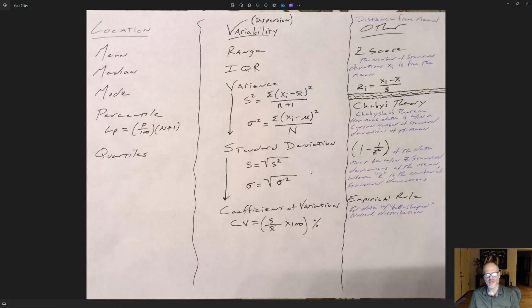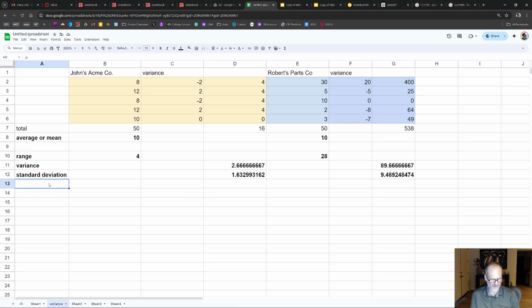It's 1.6. And then finally we have the coefficient of variation, where we take the standard deviation, divide it by the mean, and multiply it by 100. So the coefficient of variation here is we take the standard deviation, we divide it by the mean, and then we multiply it by 100. Okay? And so the coefficient of variation is that.